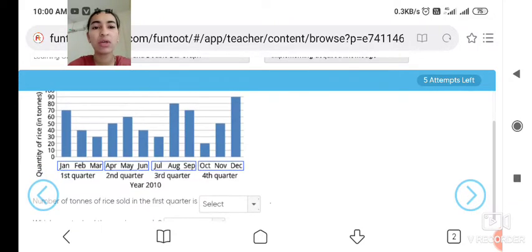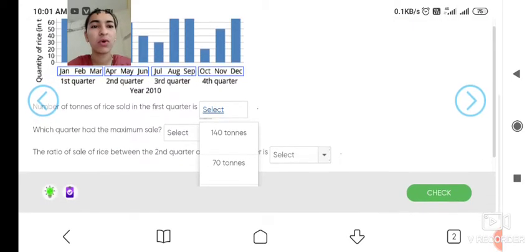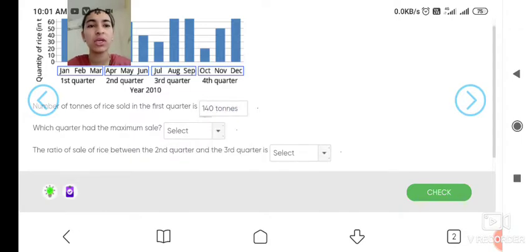Now the number of tons of rice sold in the first quarter: in the first quarter, how much rice is sold? We have to add all these. 70 plus 40 plus 30, it is 140. So we have to take the addition, it is 140 tons. Like this you have to write the answer.